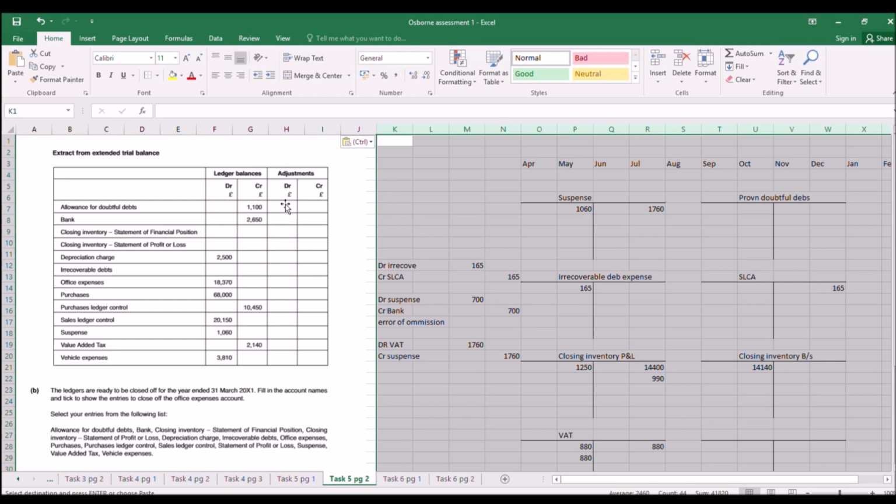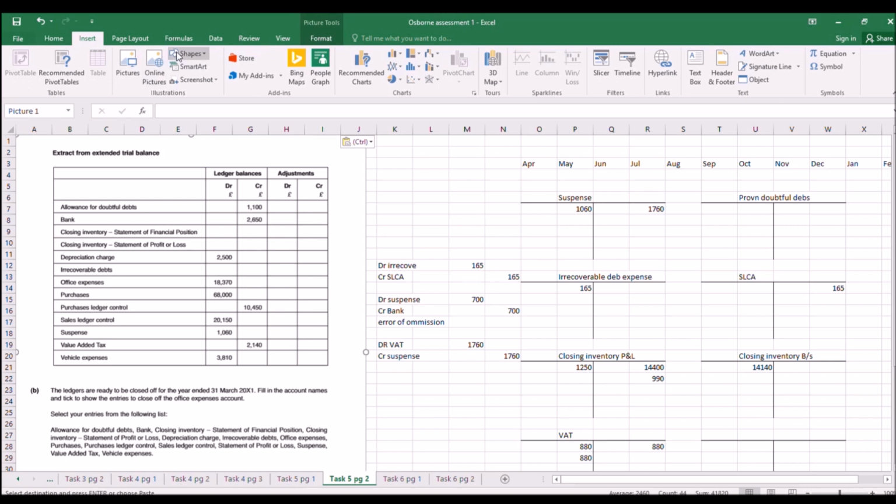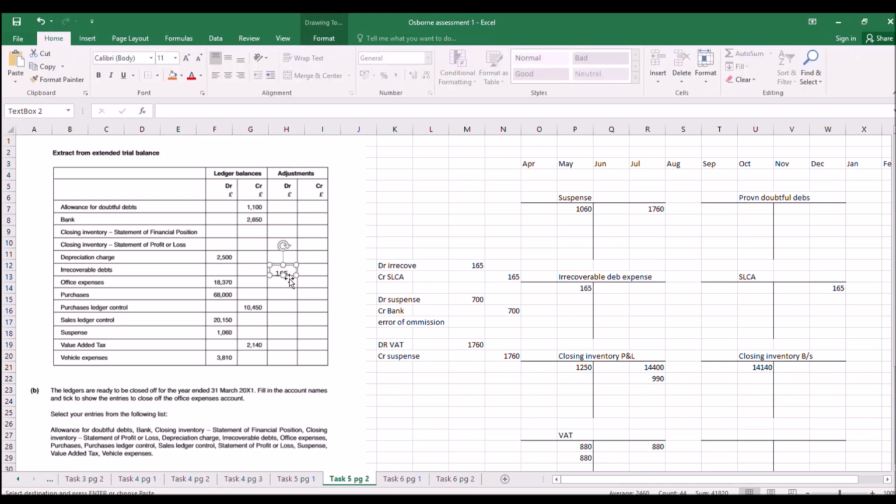Alright, let's go through then. So we've got our allowance for doubtful debts. Remember, it said it was an irrecoverable debt. So it wasn't in the allowance, it wasn't a provision for it, but we're not touching that. So let's start putting in there. We've got an irrecoverable debts position in our adjustments, which was debit 165. And then we're going to credit sales ledger control account there.